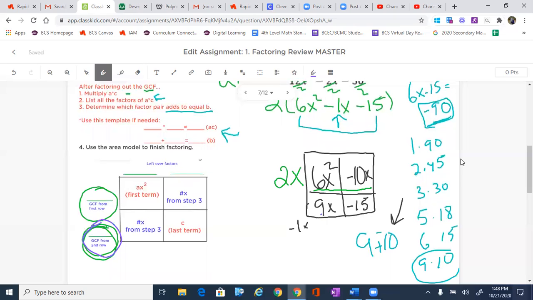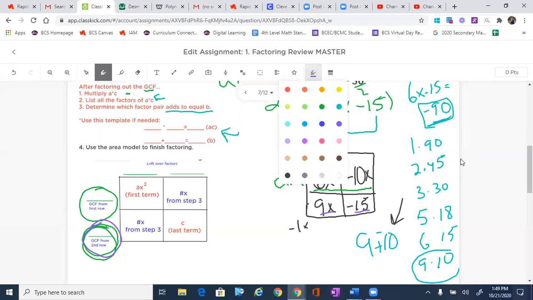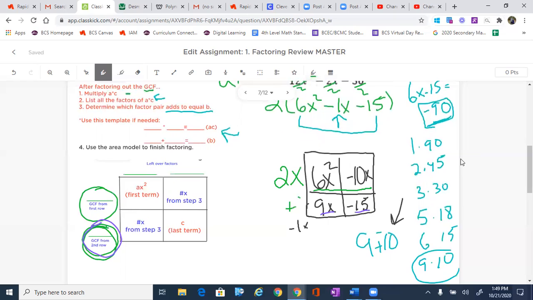And so let's do that. 9x and negative 15. Notice they do not both have an x, so we're not going to put an x down this time, but they are both divisible by 3. So I'm going to put a positive 3 there as what we can divide out by. We could do that the same way for the top.